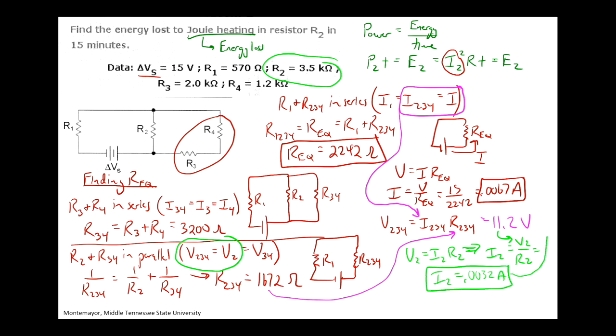which we can finally use all the way up here at the top. So plug in that value in amps, square it, plug in the resistance, make sure it's in ohms, change the time over to seconds, so not 15 minutes, but convert that to seconds by multiplying by 60, and then you can find E2 to be 32 joules over that period of time.